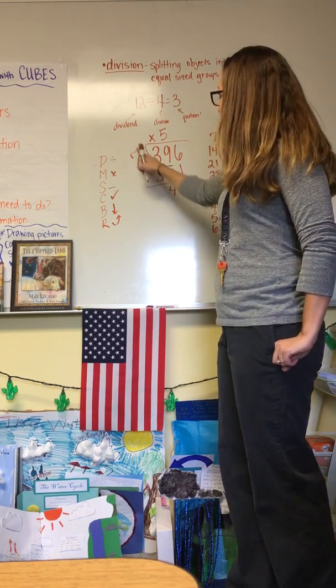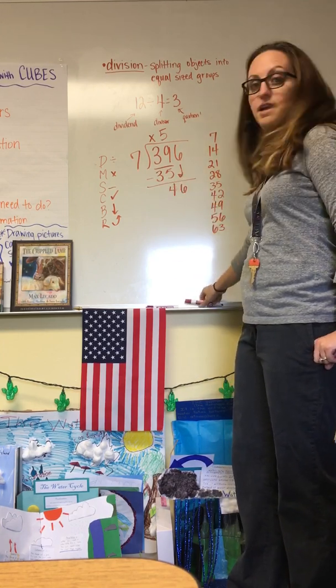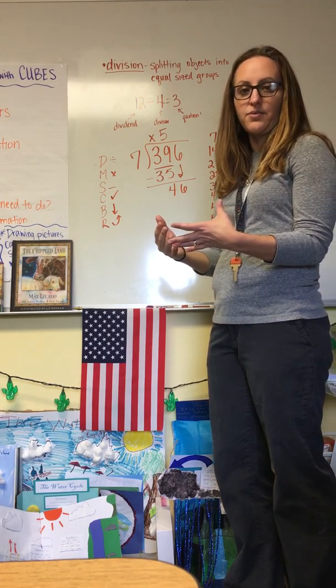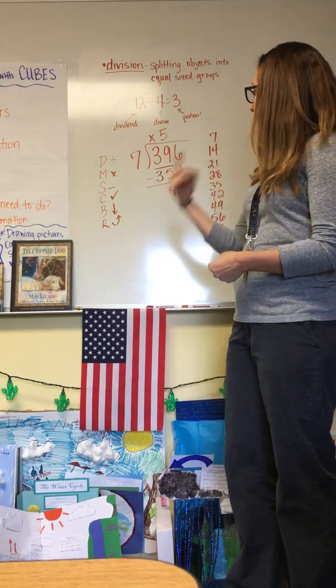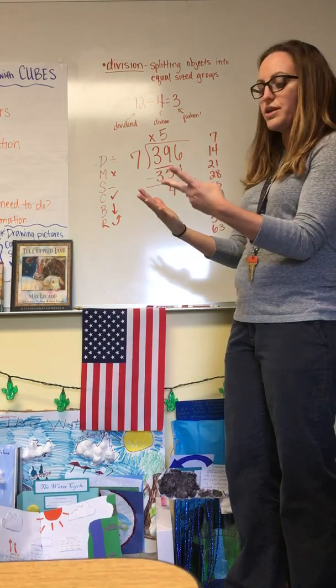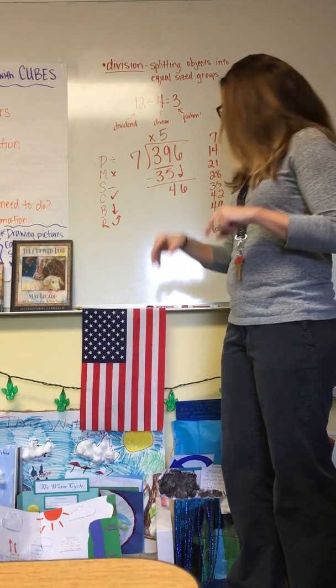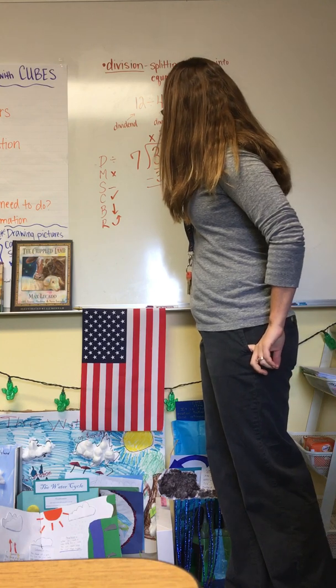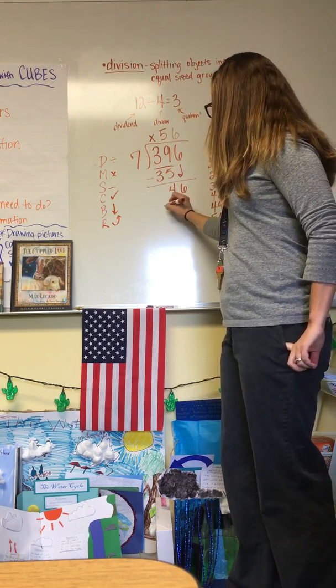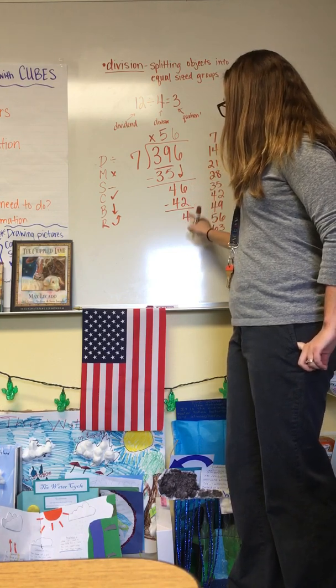How many groups of 7 can I get out of 46? So again, I'm skip counting by 7s until I get to 46, or as close to 46 as I can without going over. So 7, 14, 21, 28, 35, 42, 49. Oh, 49 is too big, so I got 6 groups. All right, and then I do 6 times 7, which is 42, and I subtract, and I get 4.